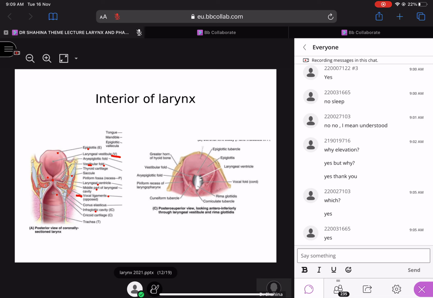So the vestibule or the supraglottic part, this is the sinus or ventricle, and this is the infraglottic part. So these parts are clear to you?